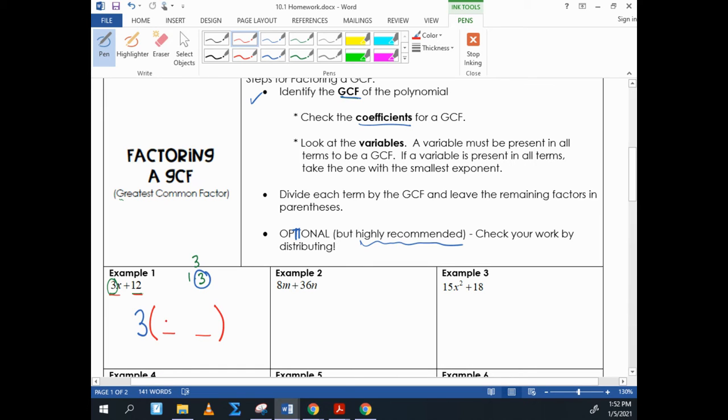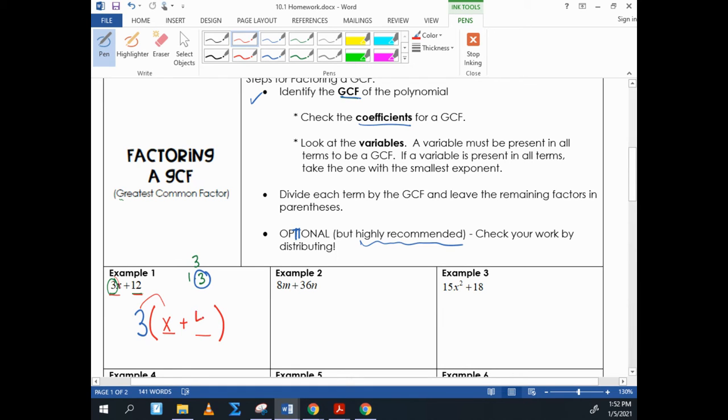What you're doing is you're trying to find some number or variable that if you multiply it by 3, when I distribute my 3 right here, I get back to my first term. What do I multiply 3 with to get 3x? Well, an x right there. 3 times x gives me that 3x. So that's going to be my first term in those parentheses. Then I do the same thing with the second term. I say, what do I multiply this 3 with to get a 12?